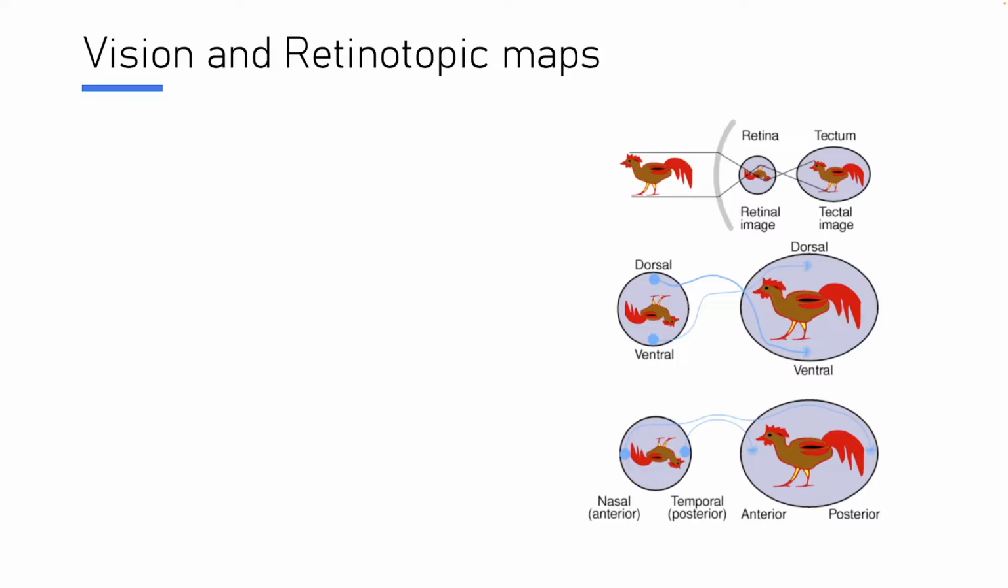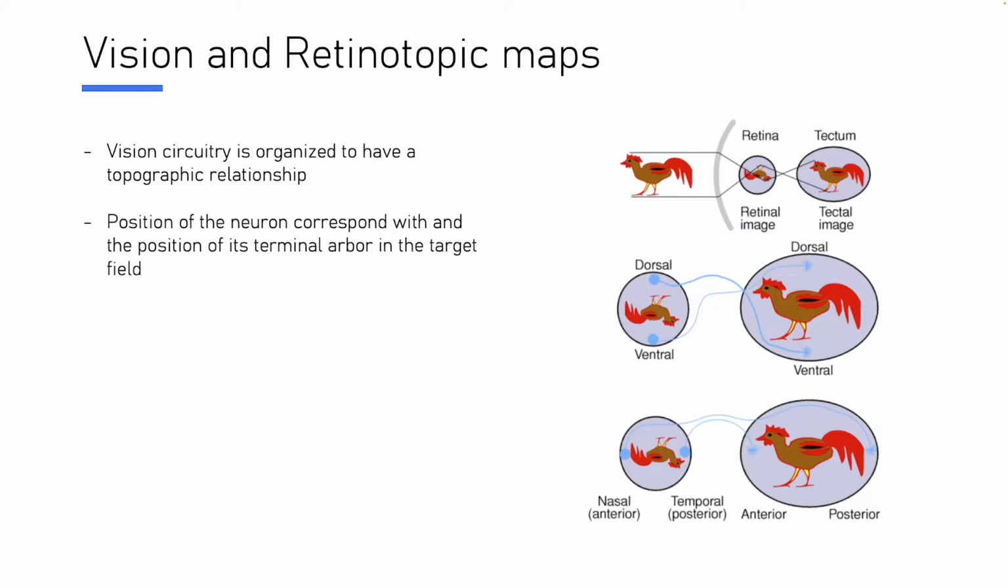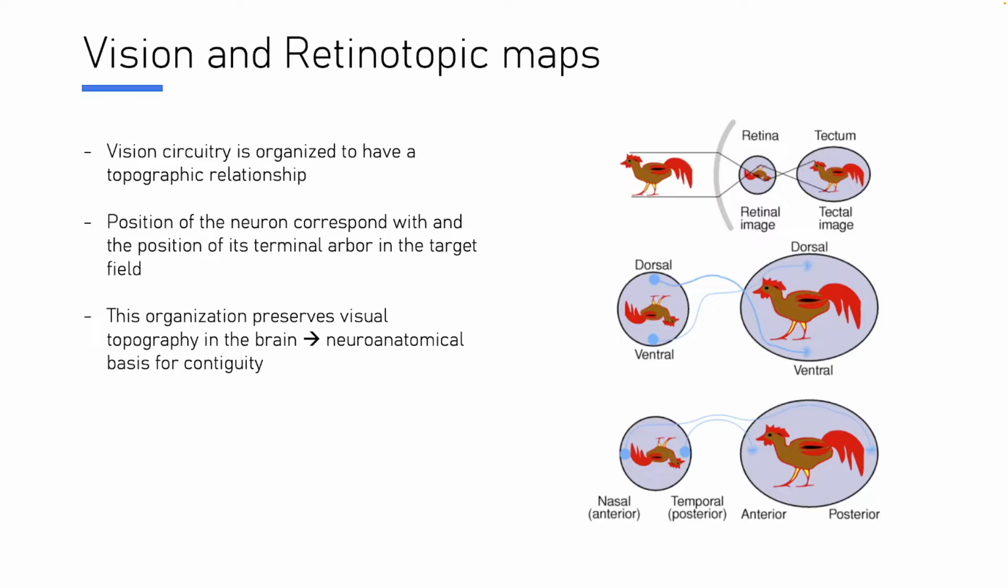These gradients and transcription factors not only play a role in differentiation, they also help in our axonal and neuronal guidance. An example of which can be seen in the development of the retinal topic maps of our visual system. Our visual circuitry is organized to have a topographic relationship. That means that positions of the neuron correspond with the positions of their terminal arbor in the target field. This organization preserves the visual topography in the brain and provides a neuroanatomical basis for contiguity.